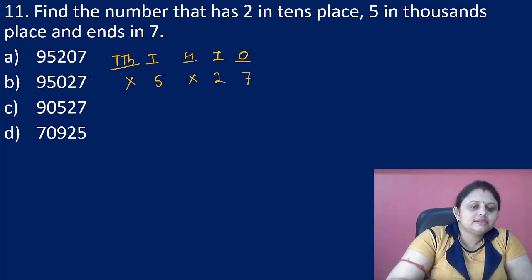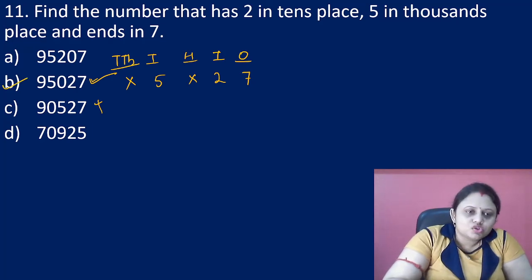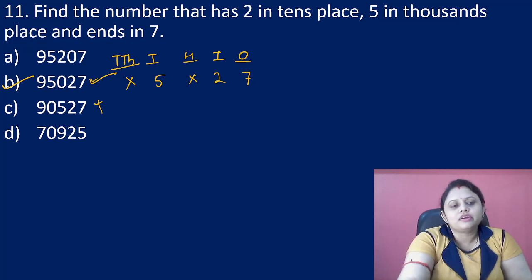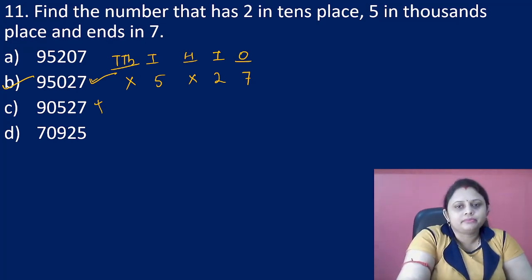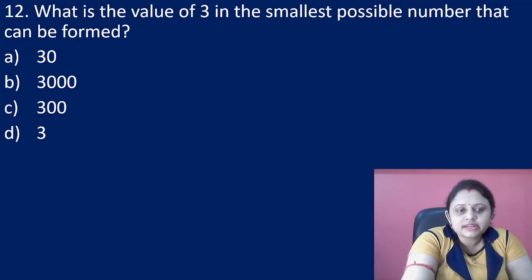So these are the two numbers in which 2 7 are there. Then 5 in 1000 place: here 5 is not in 1000 place, it is in 100 place. In this number 5 is in 1000 place, that is 95,027. So what is our correct option? Our correct option is option B. ओके बच्चों, सबको समझ में आ रहा है? क्लियर? मजा आ रहा है ना? चलो, let's move to the next question.